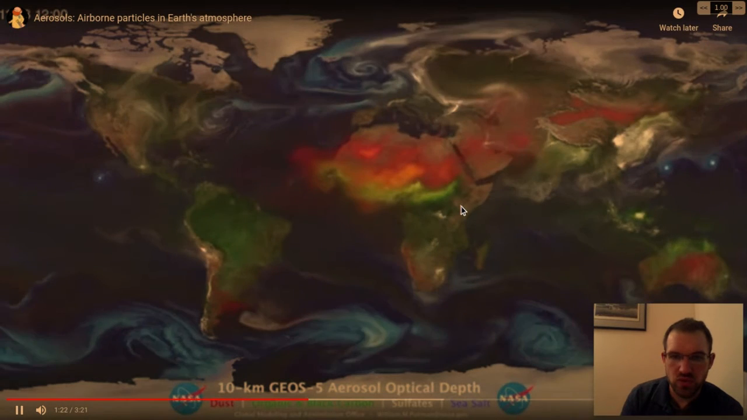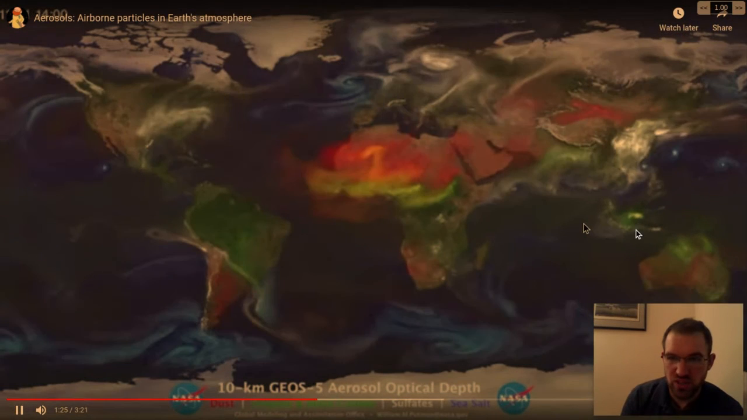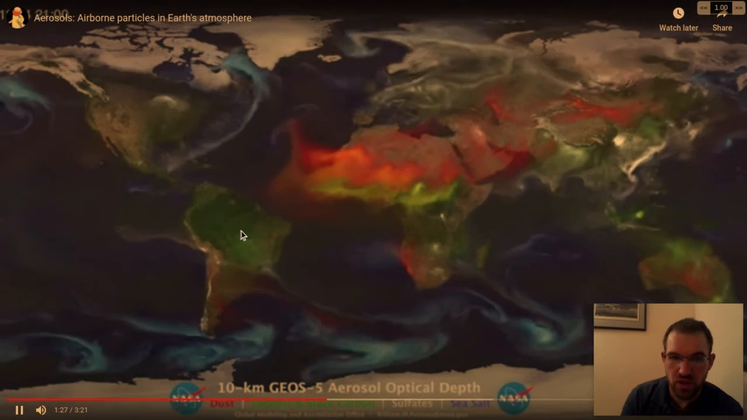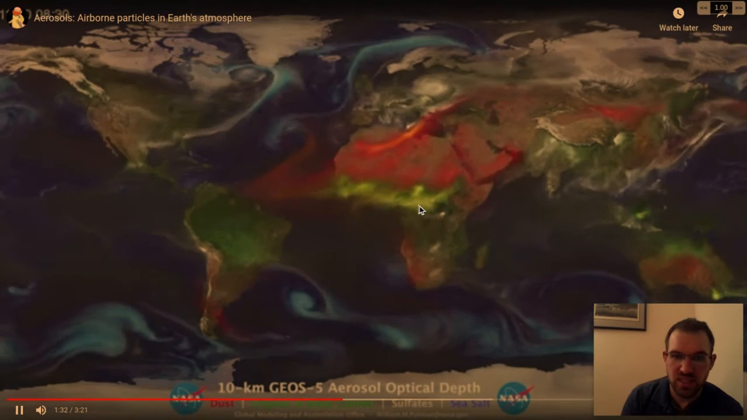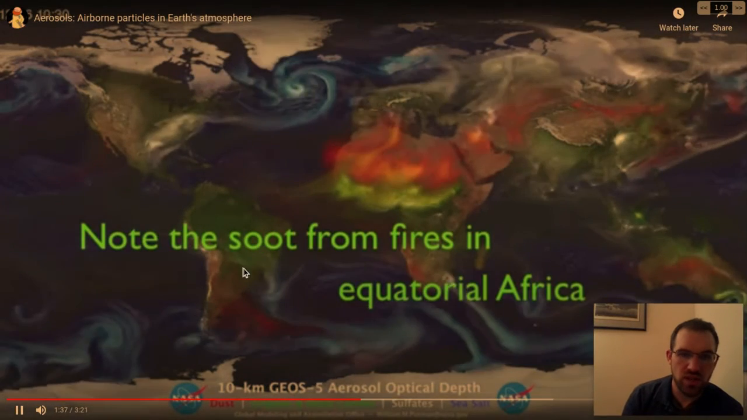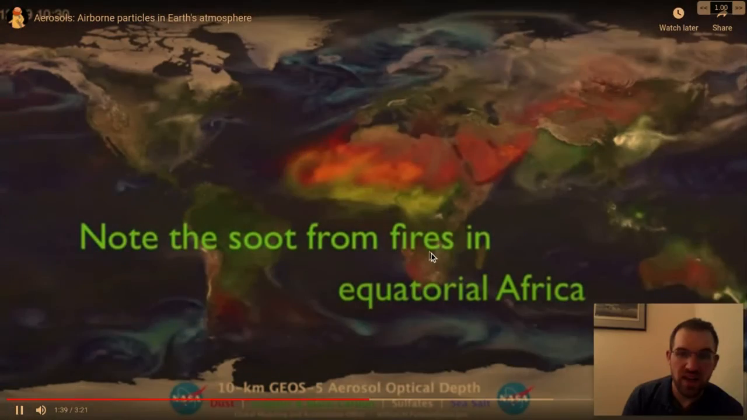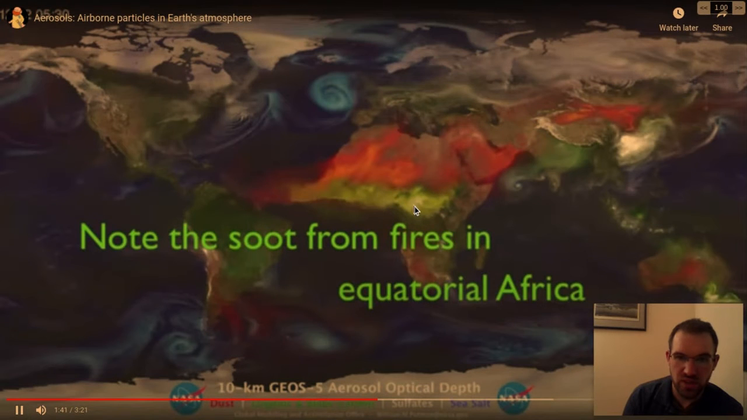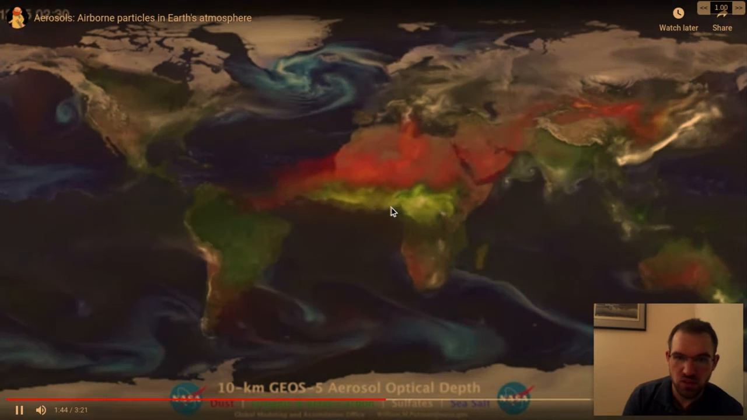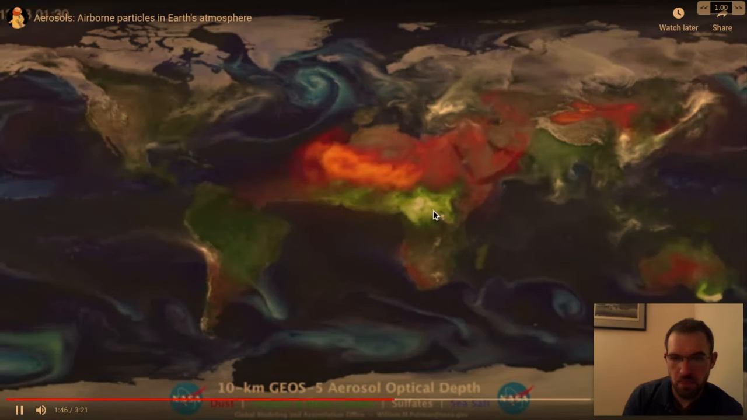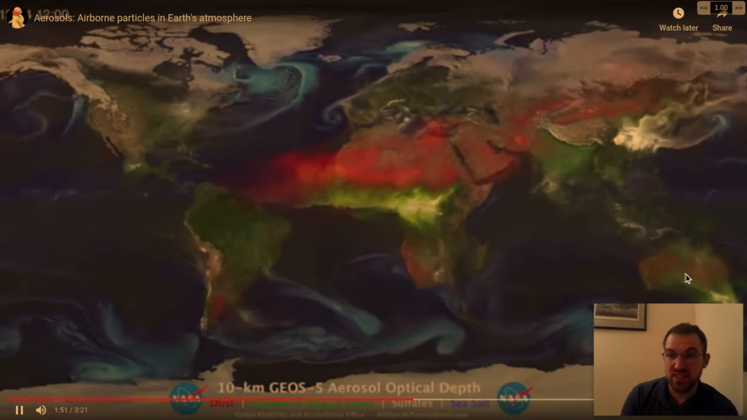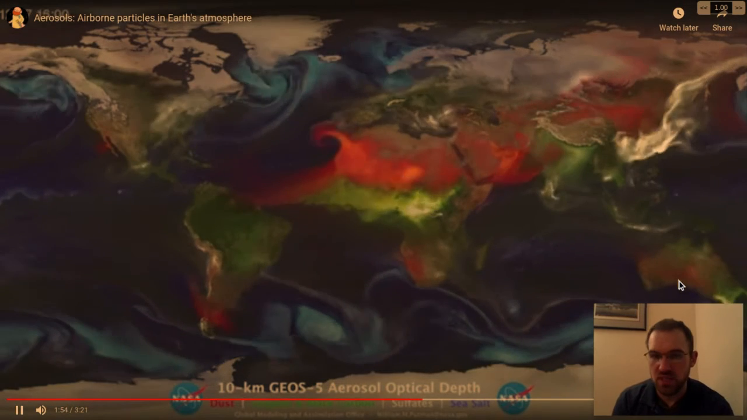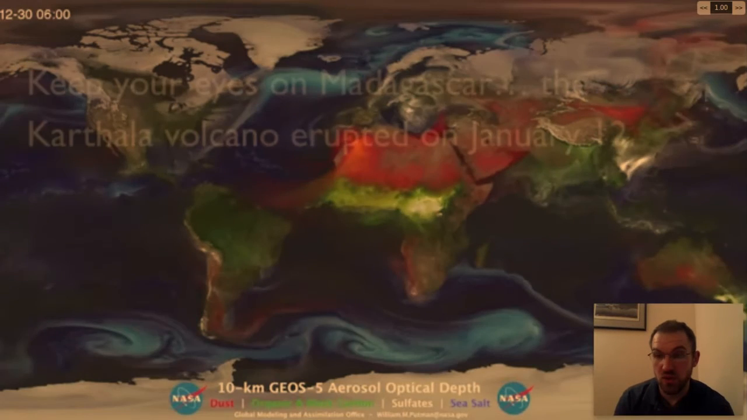And of course, you can see over here the places with a lot of lush vegetation, like Indonesia over here, Brazil, as well as here. That's the carbon dioxide that's being released. And of course, it says right here, the soot from fires in equatorial Africa. So right over here, there's an influx of the carbon dioxide because of the forest fires that are going on there. If this was more up to date, I would say we would probably see a lot of this taking place from Australia because of all the wildfires that are going on there.